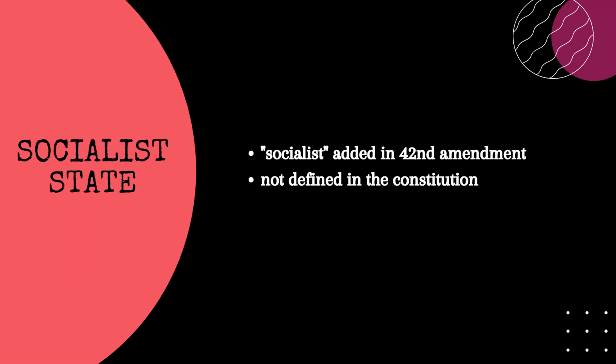Next is the socialist state. The word socialist was not originally there in the preamble, and it was only added in the 42nd Amendment of the Constitution in 1976.